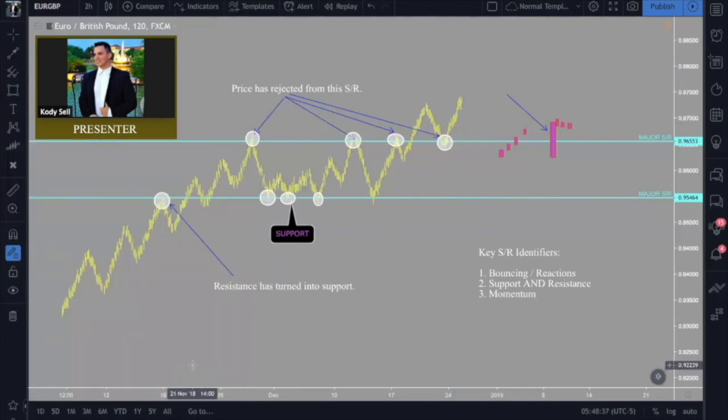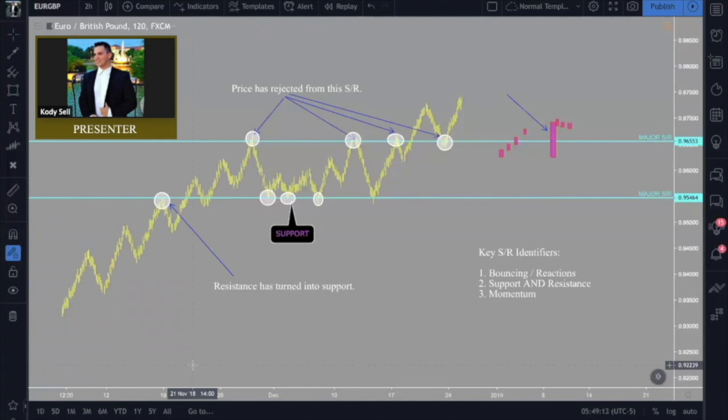Now, there are many other techniques that can be used to help identify significant support and resistance levels in the financial market. However, they are advanced and outside the scope of these lessons. They will be covered at a later time in the education platform. But for the focus of this video, the key identifiers are reactions and bouncing, support and resistance, and momentum.